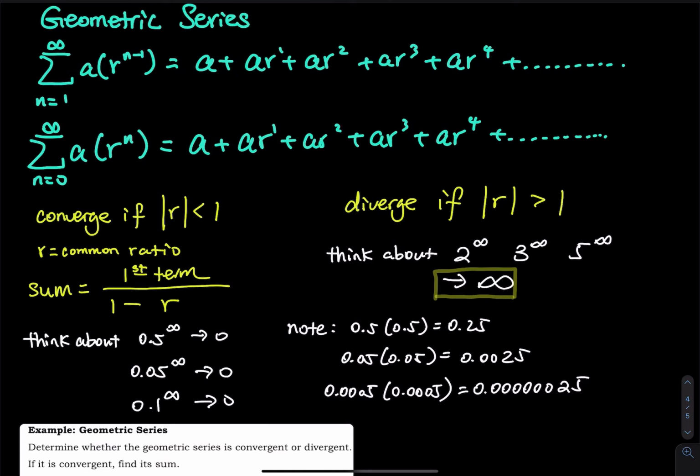To give you a better sense of how the number works, take a look at my notes. 0.5 times 0.5 is 0.25. 0.05 times 0.05 is equal to 0.0025. And then 0.005 times itself, you get more zeros. Think about this. If you keep on multiplying 0.05 times itself many, many times, that means you have a 0 point followed by a bunch of 0s and then a 25. So that kind of number is very close to 0.